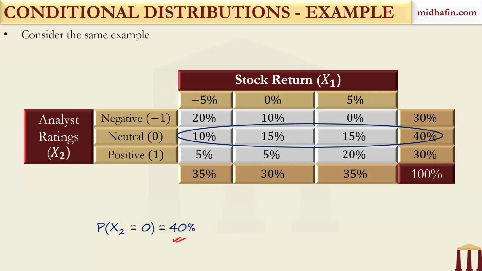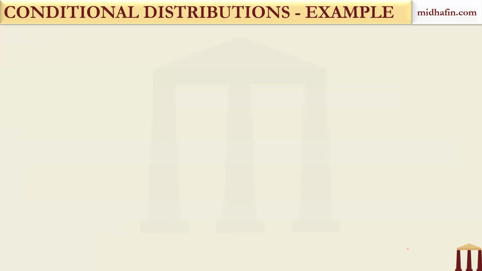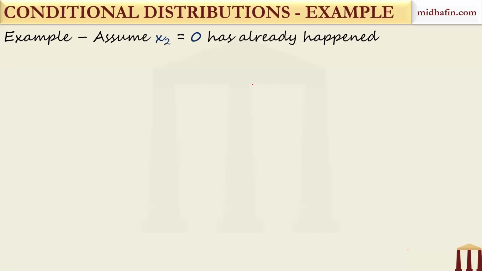Marginal is quite straightforward, right? 40%. For analyst rating being neutral, the marginal is 40%. So the denominator marginal will be common given x2 is equal to 0. If we want to find out any probability regarding x1, then the denominator will be the same. So let's come to some numbers. We are assuming that analyst rating equal to neutral has already happened. So the analyst has already given a neutral rating, and for that the probability is 40%. We have already found that out just now, directly from the table.